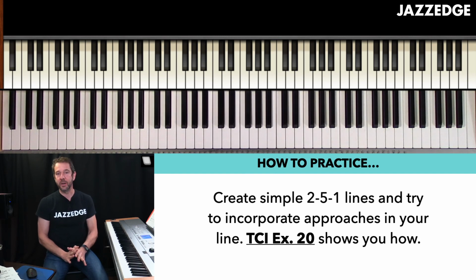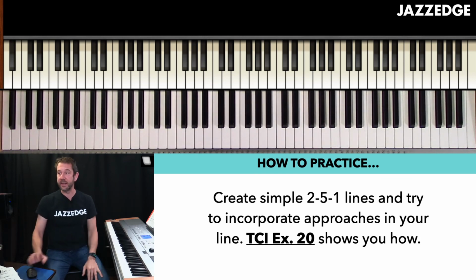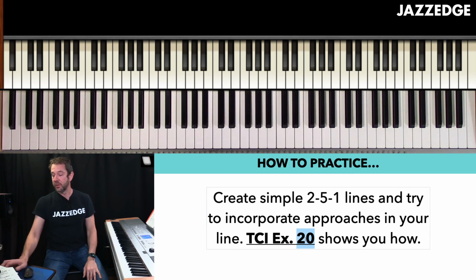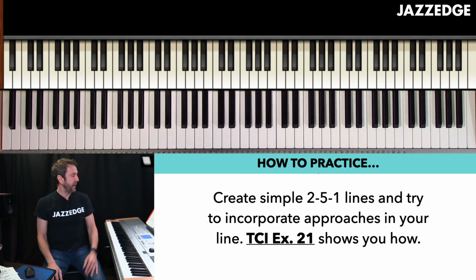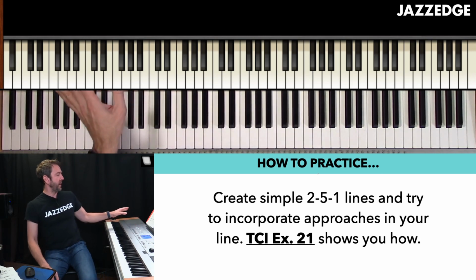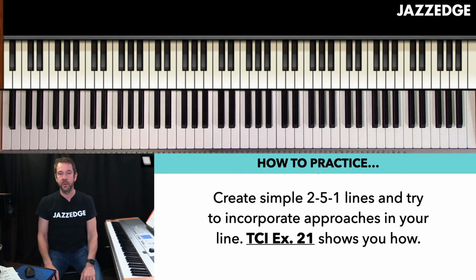So start with that 2-5-1 progression. That's a great one to start with. Check it out, exercise number 20, all right? Actually, I'm sorry, not exercise number 20, exercise number 21. That should say exercise 21 shows you that. So not exercise 20, exercise 21. Exercise 20 talked about the altered scale, so if you want to check that one out, that's really cool as well. But exercise 21 goes through those approaches over the 2-5-1.